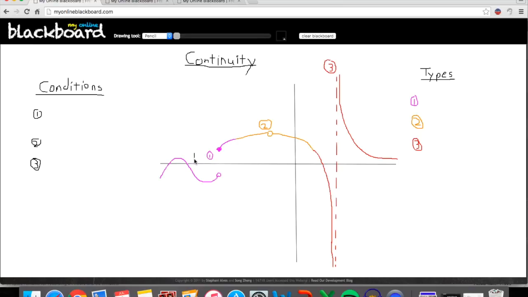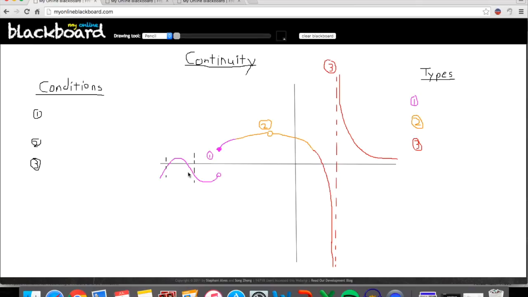So I'm going to take a look at this section right here. On this interval, it's continuous, and how would you know if it's continuous? Basically, you should be able to draw it without picking up your pencil. And as you can see here, I can draw it without picking up my pencil.